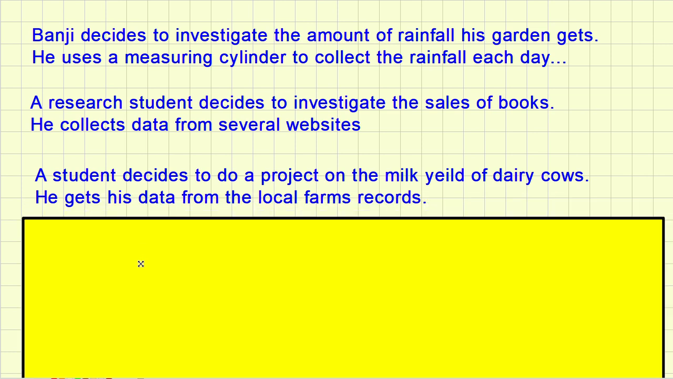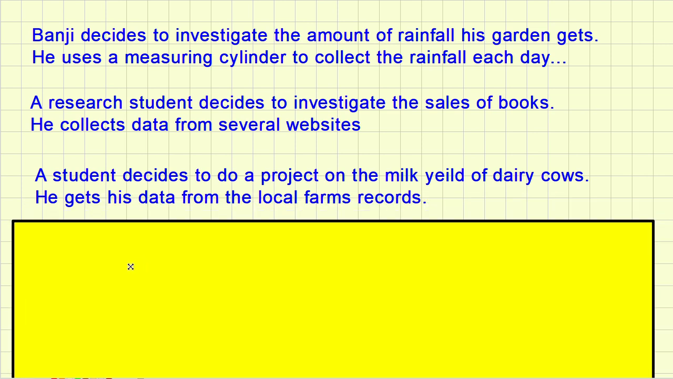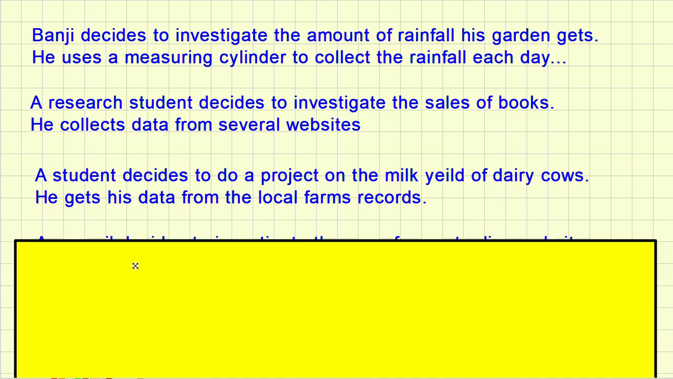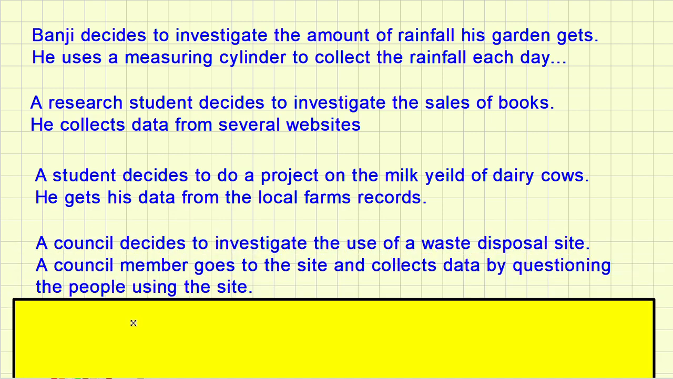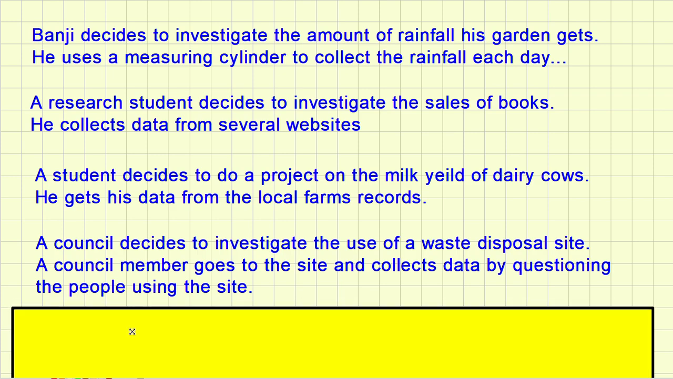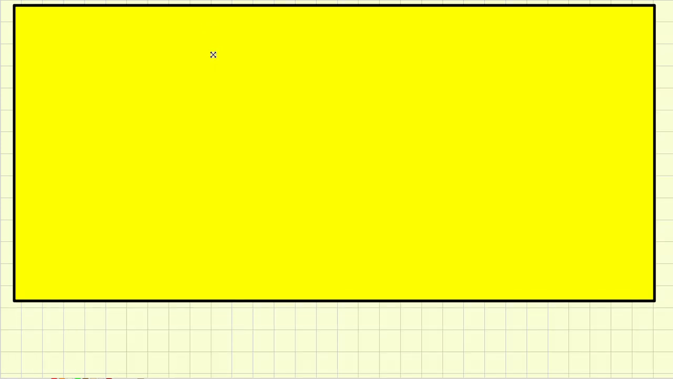A student decides to do a project on the milk yield of dairy cows. He gets his data from the local farm records. Once again, information that he's looked for in a book or records, it's going to be secondary. A council member decides to investigate the use of a waste disposal site. He goes to the site and collects data by questioning the people using the site. That's direct collection of the data. That would be primary data collection.